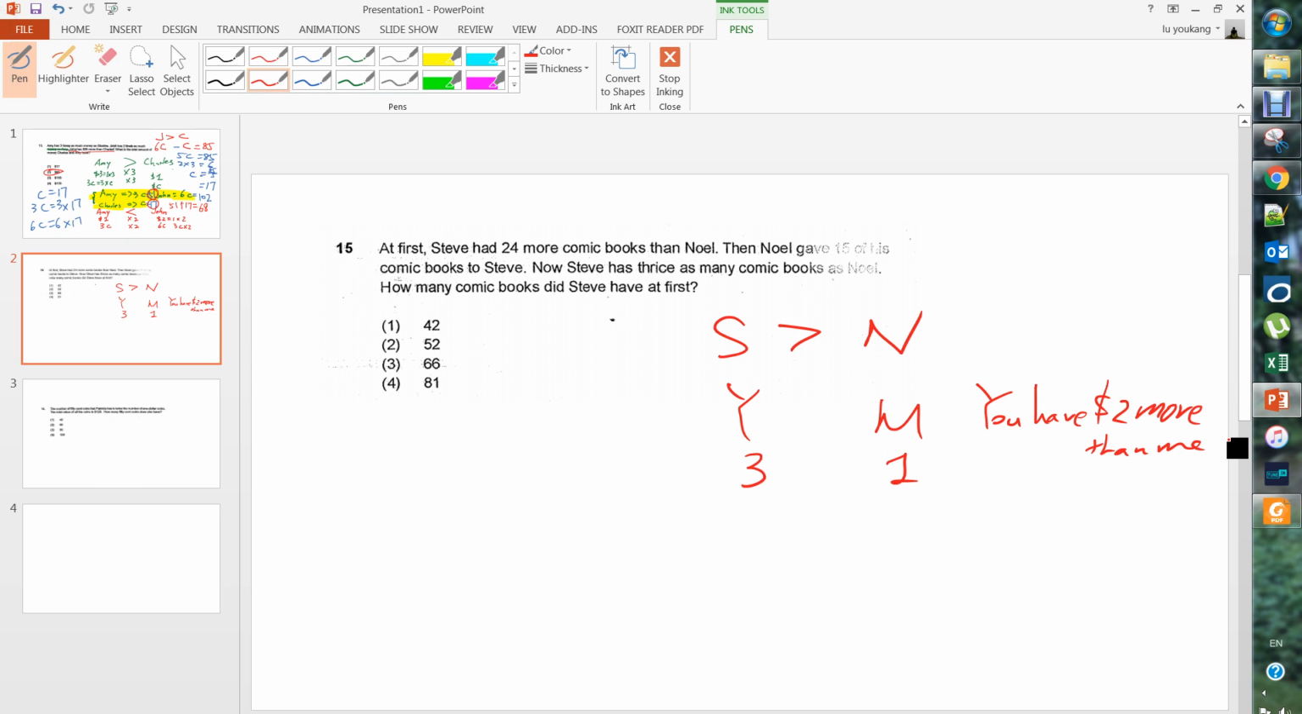So if this statement is about Steve, it changes to: Steve has 24 more than Noel. So this statement becomes Steve minus Noel equals 24. Similarly, with the number example, 3 minus 1 equals 2. How do you get 2? 3 minus 1. Then how do you get 24? S minus N. Very good. So S minus N equals 24. I'll write it down first.